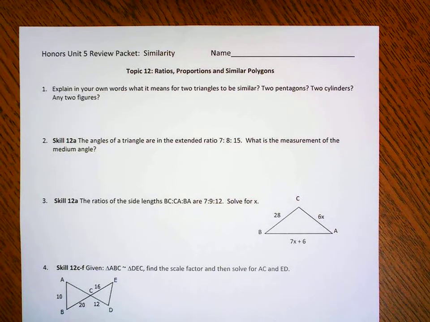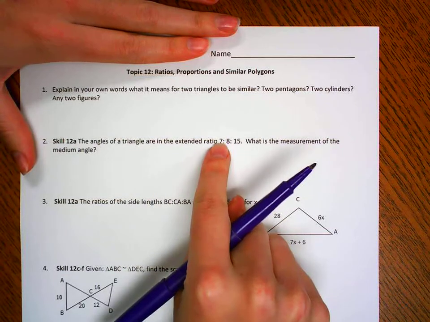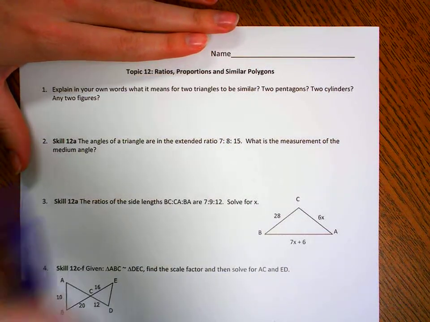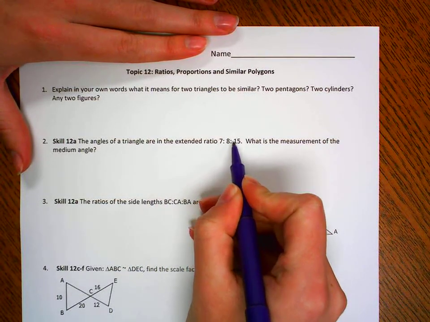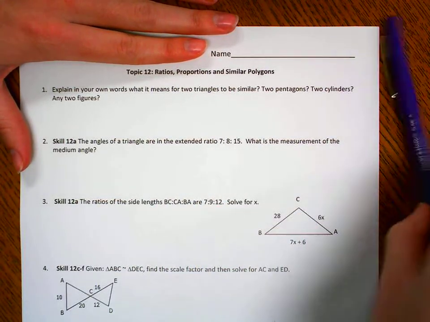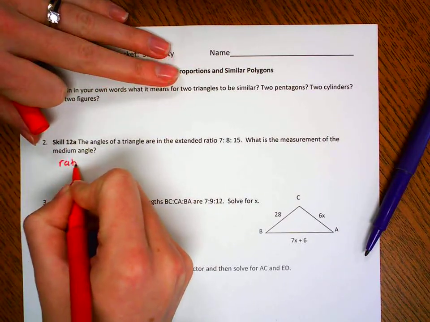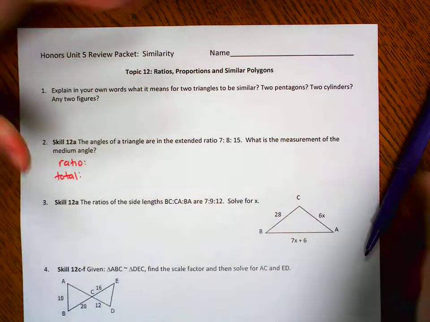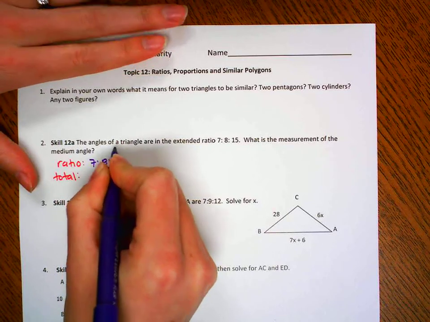Number 2 says the angles of a triangle are in the extended ratio of 7 to 8 to 15. That doesn't mean the angle measures are 7, 8, and 15, but if we can find the multiplier that gets them to their total, we'll multiply the same multiplier by the 7, the 8, and the 15 to get to our total. Well, let's take a look. We have our ratio, 7 to 8 to 15, and our total. The angles of a triangle.